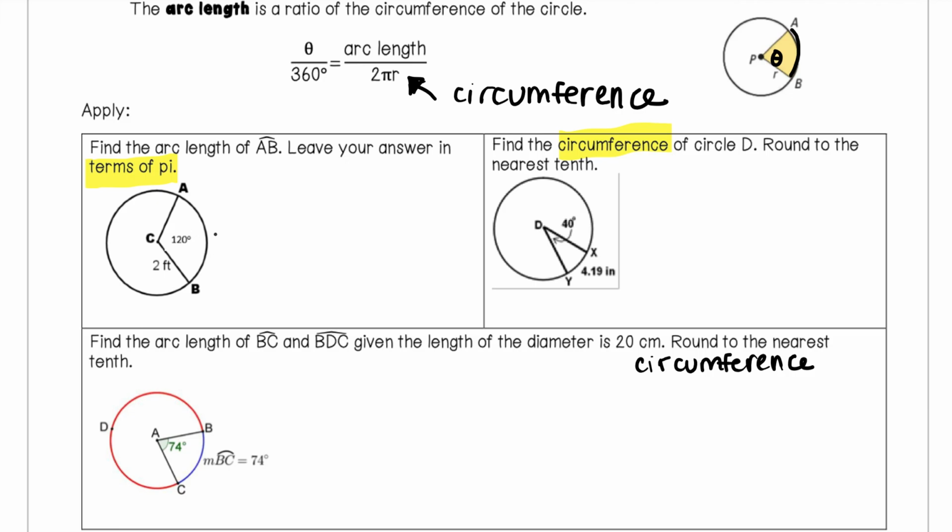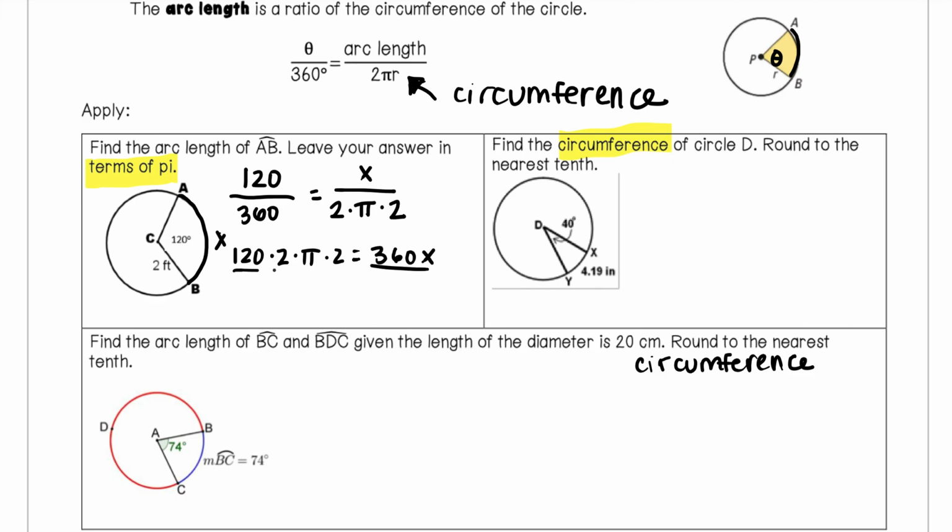So in my first one, I'm asked to leave it in terms of pi. We're going to put our theta, and in this case it is 120 because I want the arc length of AB. And I'm putting that out of the whole circle, 360, and saying, well, AB, let's just name it x, would be the arc length out of the entire circumference. Well, my circumference would come from doing 2 times pi times my radius, which is 2. So again, we're writing this in terms of pi, so I'm not even going to multiply these out. I'm just going to write out all these factors. 120 times 2 times pi times 2 equals 360 times x.